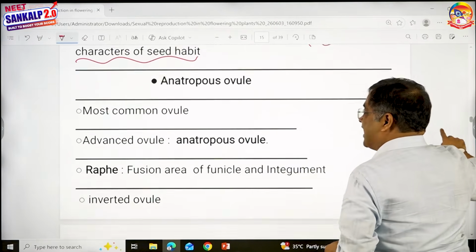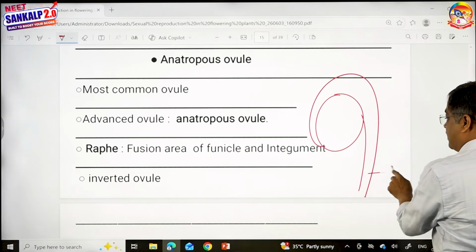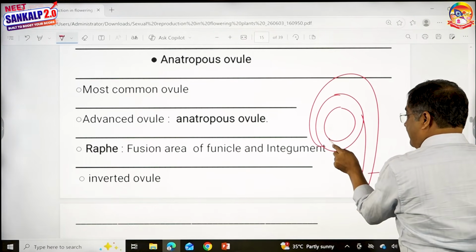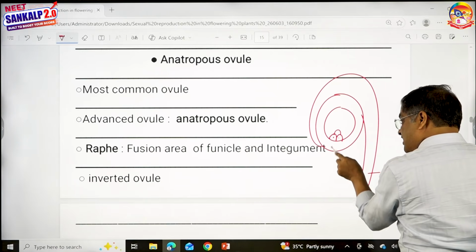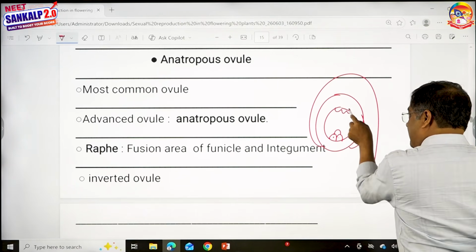The most common type of ovule is anatropous. Look at this ovule, children. This is the funicle. It is an inverted ovule. This is the embryo sac. And don't forget, the egg apparatus will always be towards the micropylar end. Remember. And these are the antipodals.